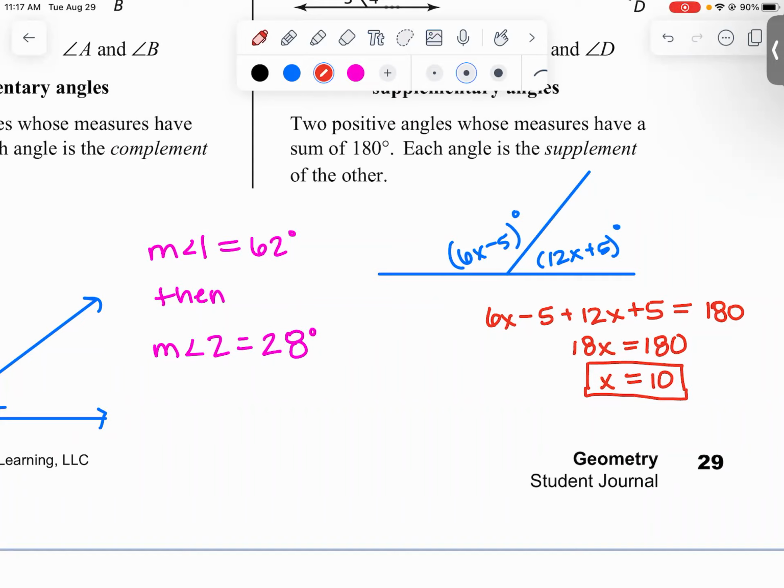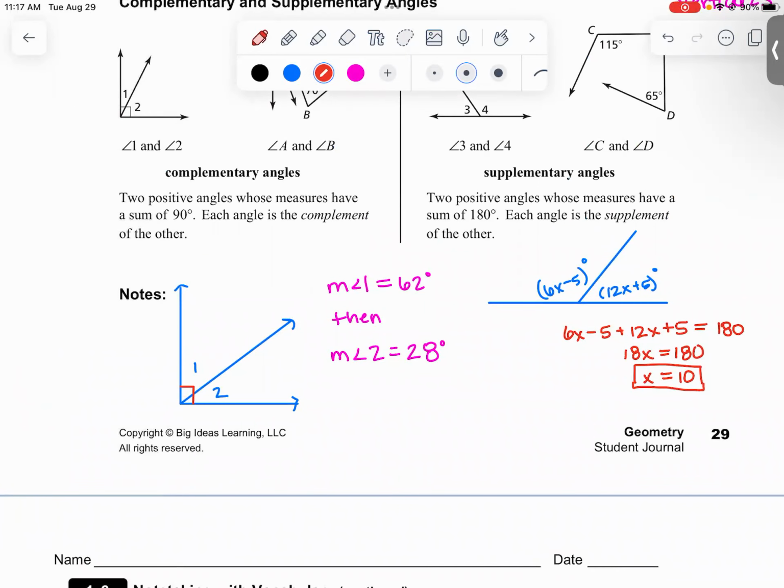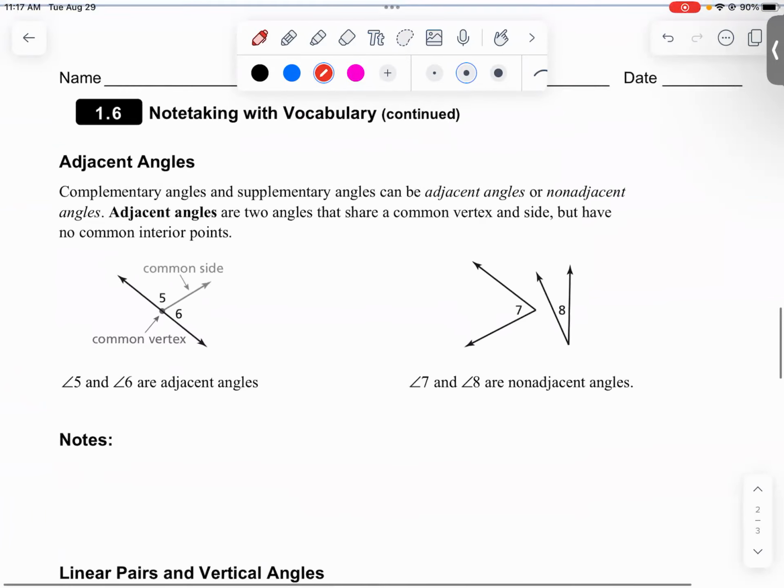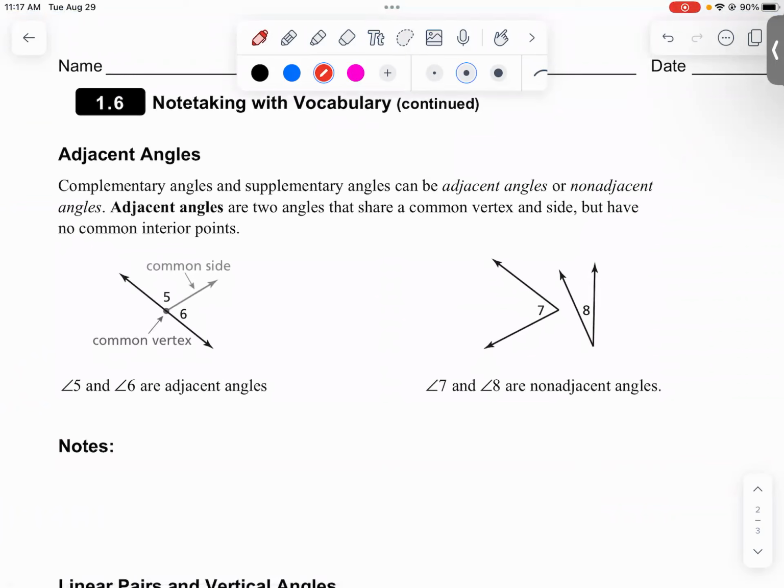Okay. Now, when you're finished with x equals 10, I want you to turn the page and look at these two pictures for adjacent angles. They're at the top of page 30. I want you to notice the difference between our picture for angles 5 and 6 and our picture for angles 7 and 8. When we have adjacent angles, like I think it was Braden that said, they need to share a vertex, which is true. And they also need to share a side. They are next to each other like me and Miss Rue.